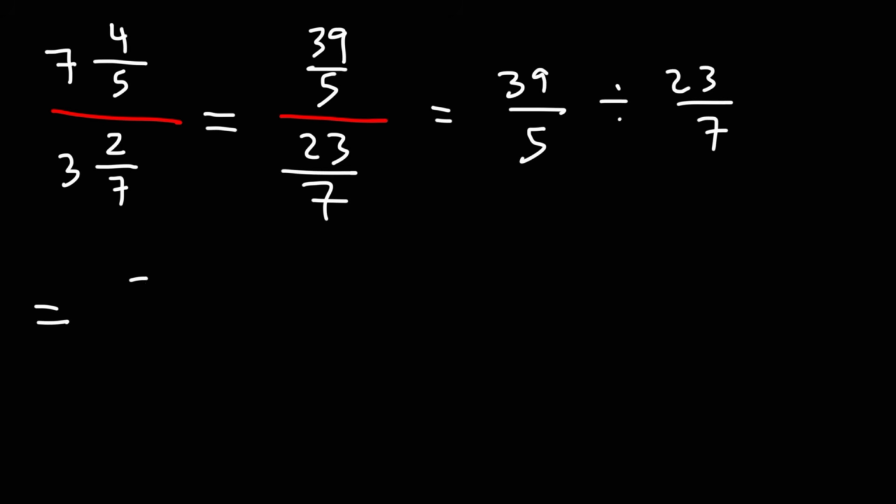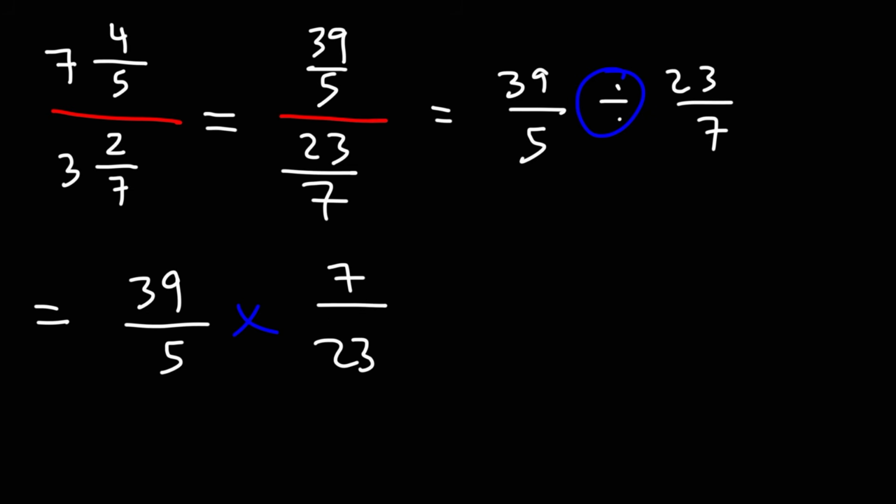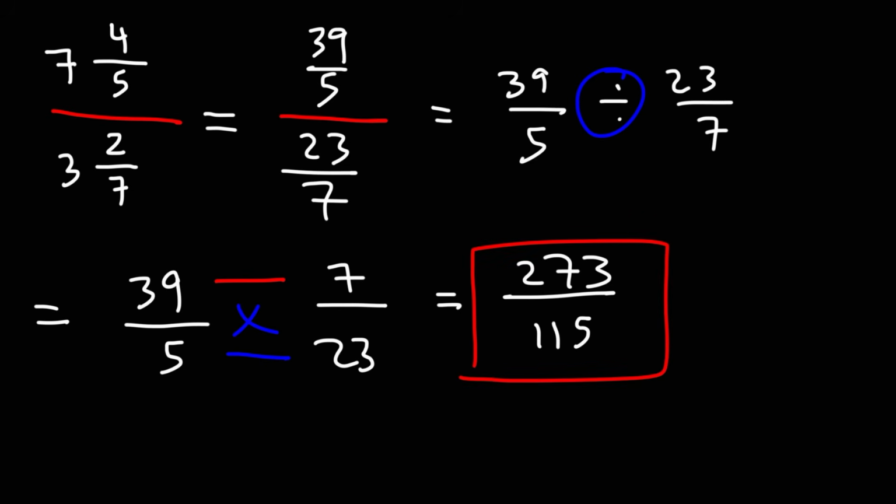Using keep, change, flip, we're going to keep the first fraction the same. And just like before, we're going to change division to multiplication. And then we're going to flip the second fraction. So now let's multiply across. So we have 39 times 7, which is 273. 5 times 23. 5 times 20 is 100. 3 times 5 is 15, so this is 115. So now you know how to divide two mixed numbers.